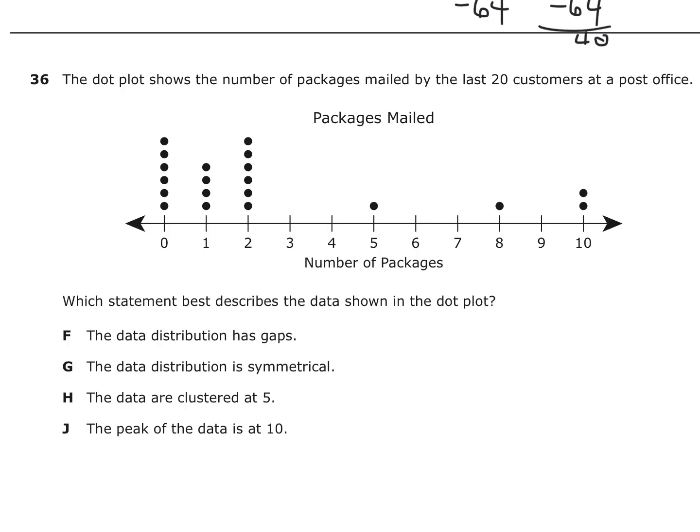Number 36 is a dot plot that shows the number of packages mailed by the last 20 customers at a post office. So we have a total of 20 customers. Right here I see there's 6, and over here there's 6, and here there's 4, and 1 here, 1 there, and 2 there. So if you add 6 plus 4 plus 6, that's 16, 17, 18, 19, 20. So there's 20 customers there.